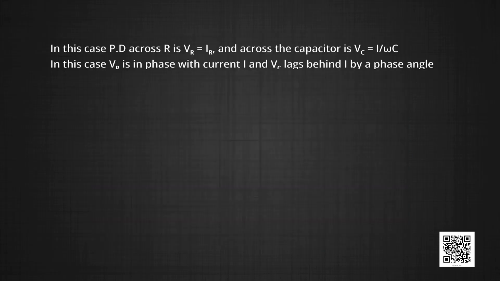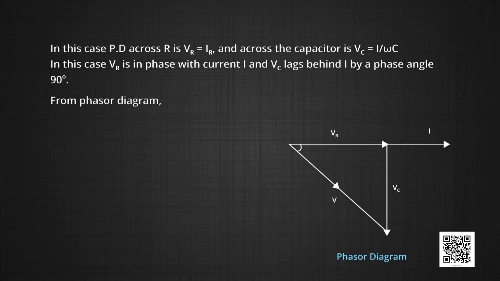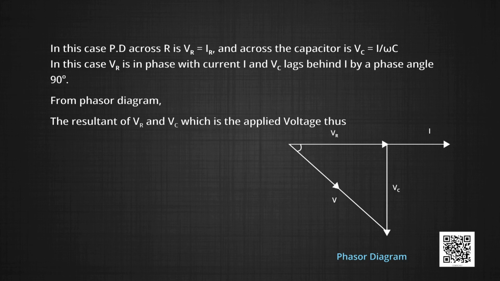So, this is the phase difference between voltage and current here, which is pi by 2. In this case, the potential difference across R is V R equal to I R, and across the capacitor V C is equal to 1 upon omega C into I. In this case, V R is in phase with current I and V C lags behind I by a phase difference of 90 degrees.